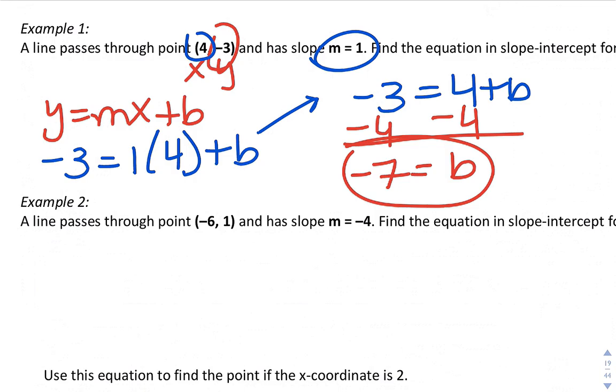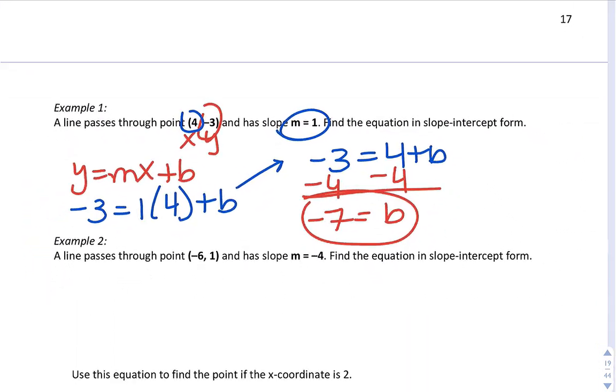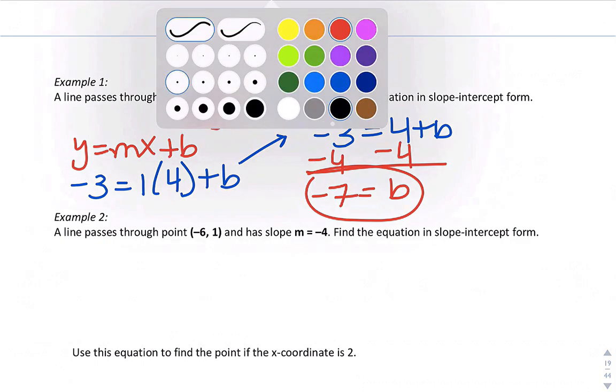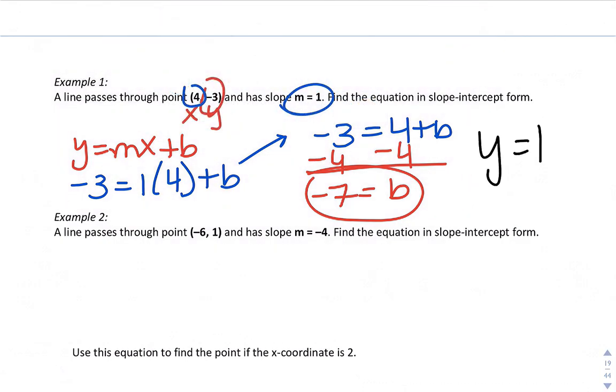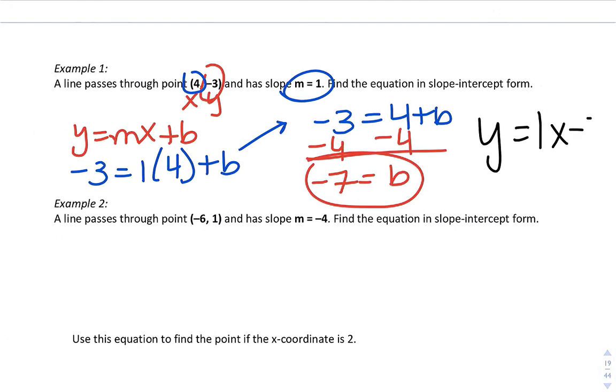All right, once we have the y-intercept, the last step is write the equation. You put your numbers in for the slope and the y-intercept. So we know our slope was 1, so y equals 1x, or just x, and then the y-intercept is -7. So y equals x minus 7 is the equation of the line.